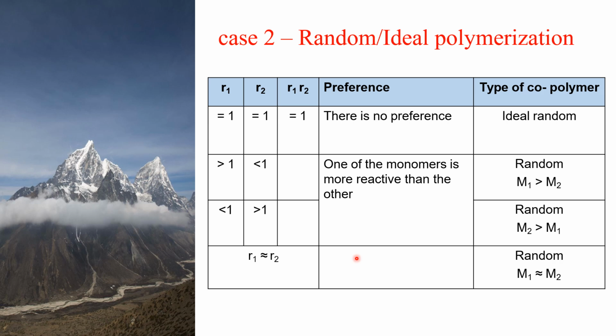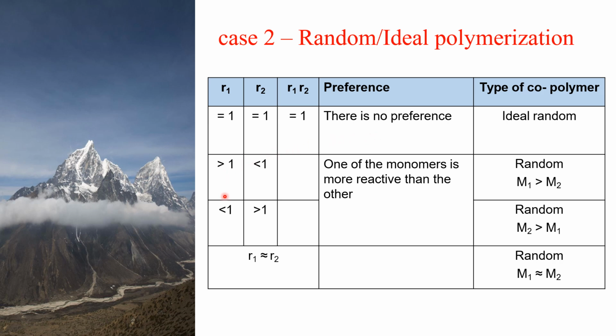In case 2, we have random or ideal polymerization. If you have R1 equal to 1 and R2 equal to 1, then the product will be 1. And the preference is that there is no preference. So it will be ideal random polymerization. It will just be random, either it wants to react with M1 or M2. So it will be ideal random.